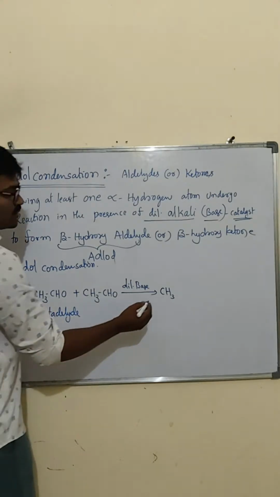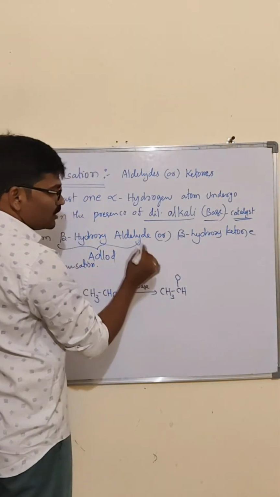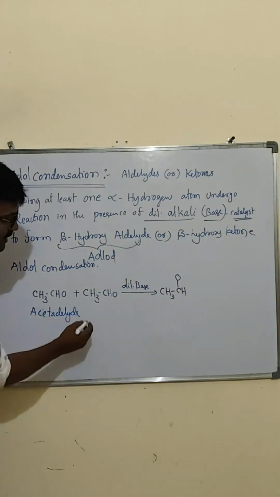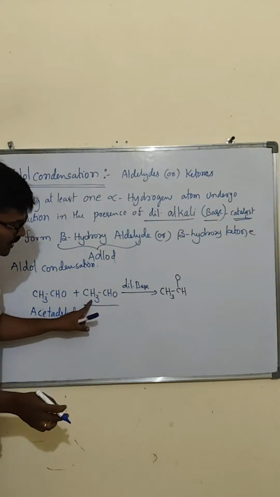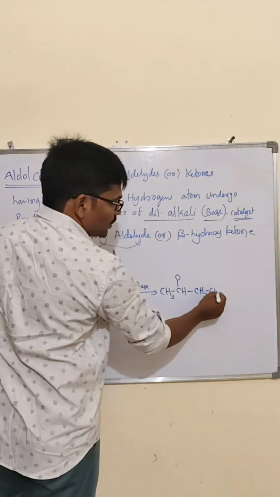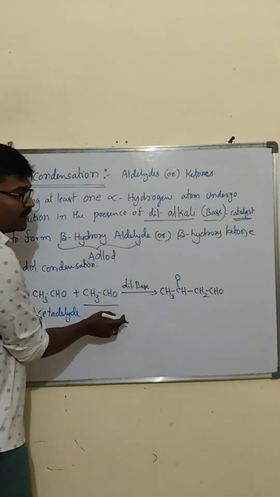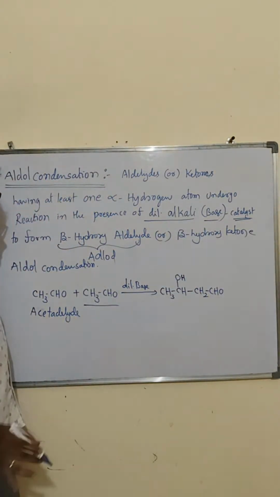CH3CHO is there. So CH3CHO, you have to keep the oxygen on it. Then in this CH3CHO, just remove one of the hydrogen atoms, and attach there itself CH2, then CHO. Whatever hydrogen atom is removed from it, that you have to attach there itself. Clear, my dear students? Right?